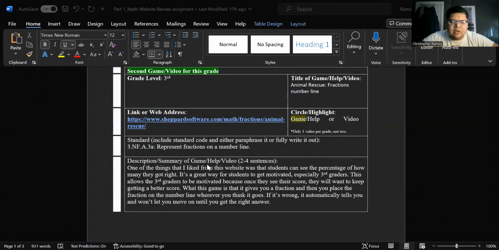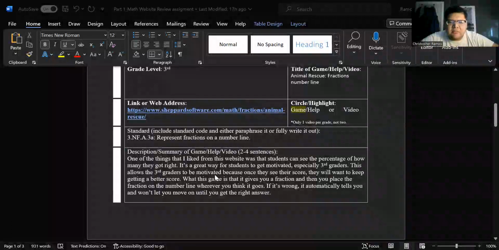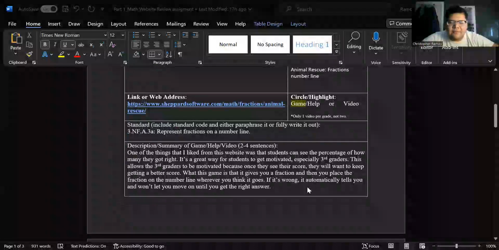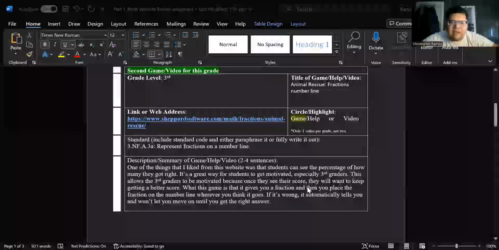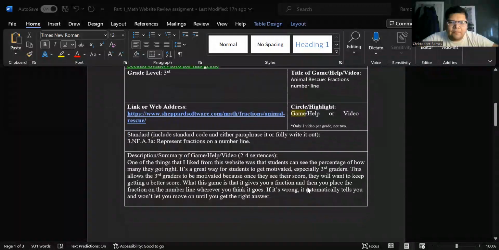Basically, this game gives you a fraction and then you place the fraction on the number line wherever you think it goes. If it's wrong, it automatically tells you and won't let you move on until you get the right answer. But it's a fun game, and for a third grader, this would be a fun game to play anytime.